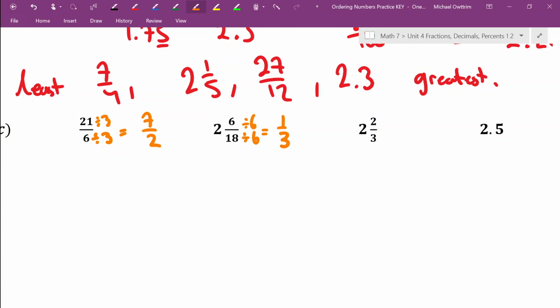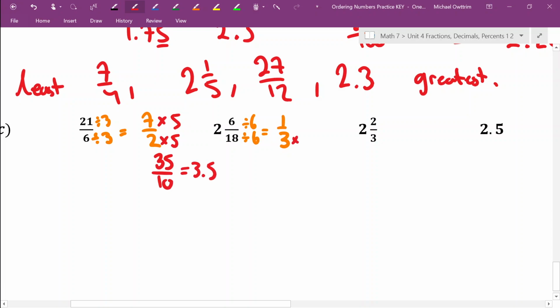And then 2.5 is also already a decimal. All these ones I think are going to be pretty easy to convert to a decimal. So I'm going to go ahead and do that. My 7/2, I'll just have to convert that to a 10 on the bottom. Sorry, I should be multiplying by 5 to make 10 on the bottom. That's better. 35/10, which is 3.5 as a decimal.